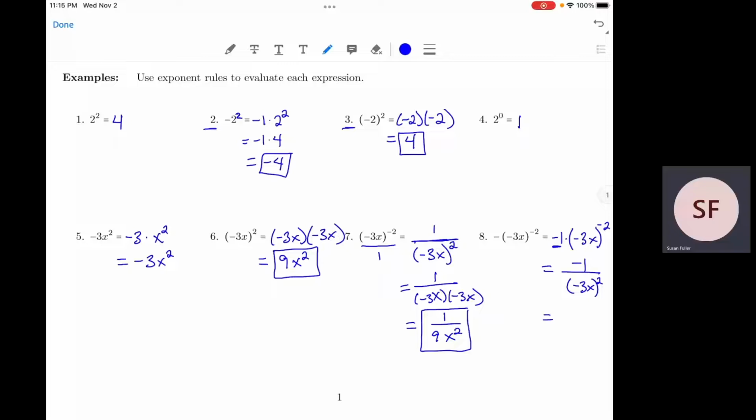And so now we can evaluate this. We've got -1 over -3x times -3x, and we just did that. That's going to be +9x squared down here. So you will only move the things with negative exponents on them. Anything without the negative exponent here, like that -1, is going to stay put.